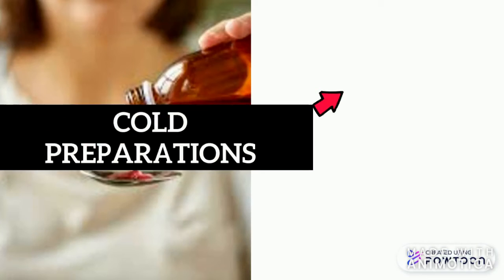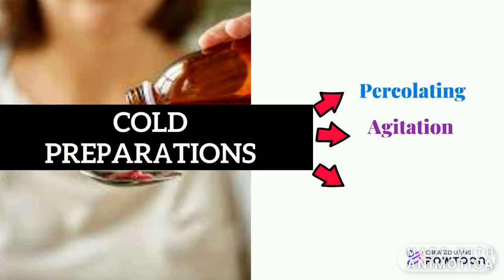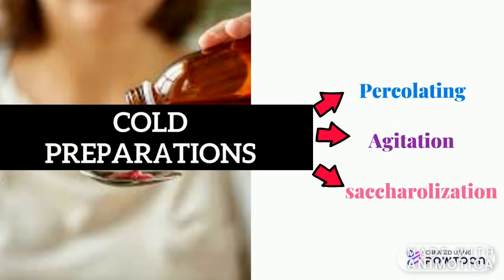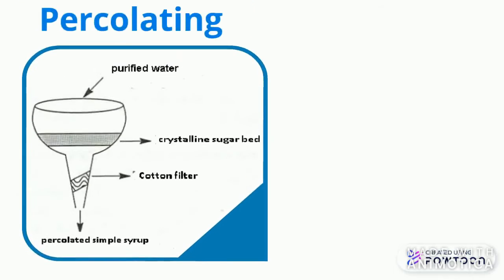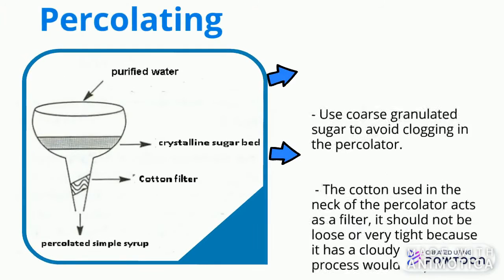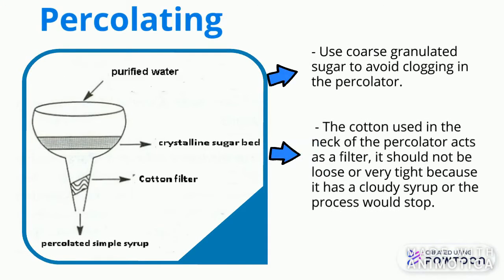Now let's talk about cold preparations. These processes are divided into percolating, agitation, and saccharolation. Percolation is carried out in a percolator in which the sugar is placed forming a bed of crystalline sugar, and the water is added in this way. The sugar is dissolved and then the syrup is formed.